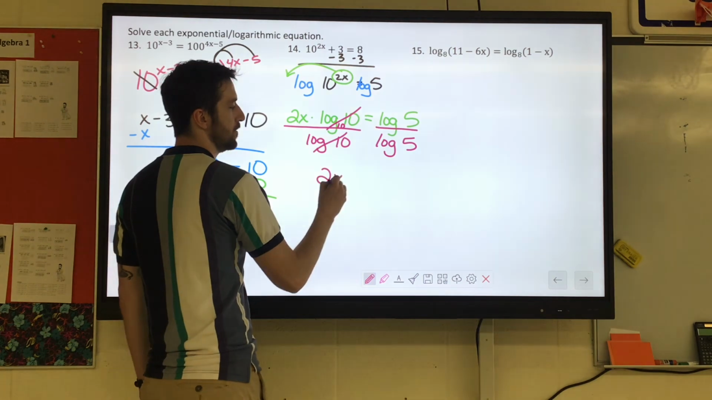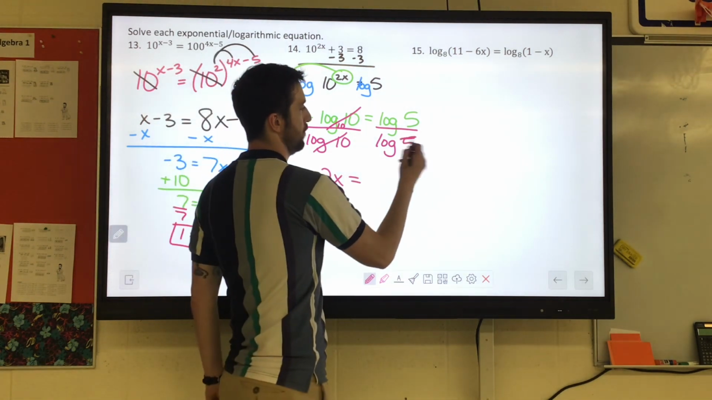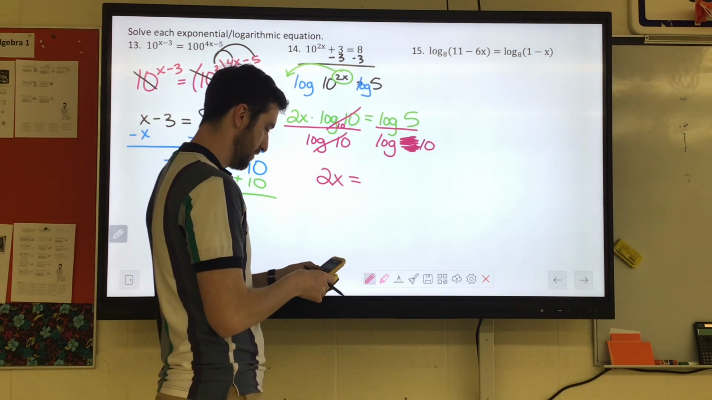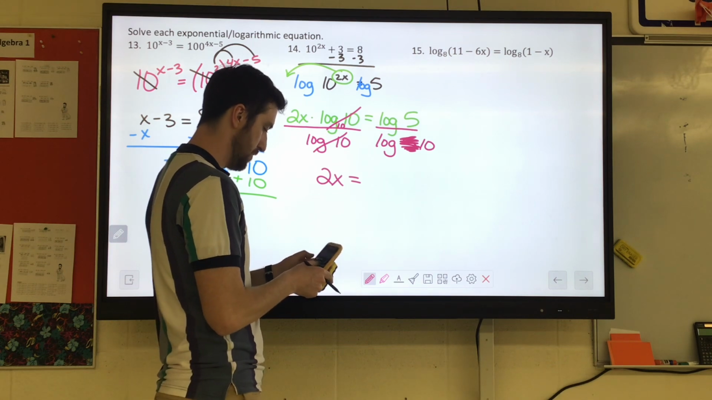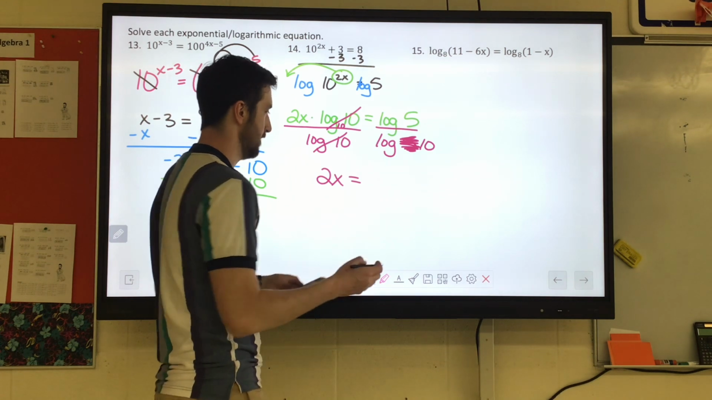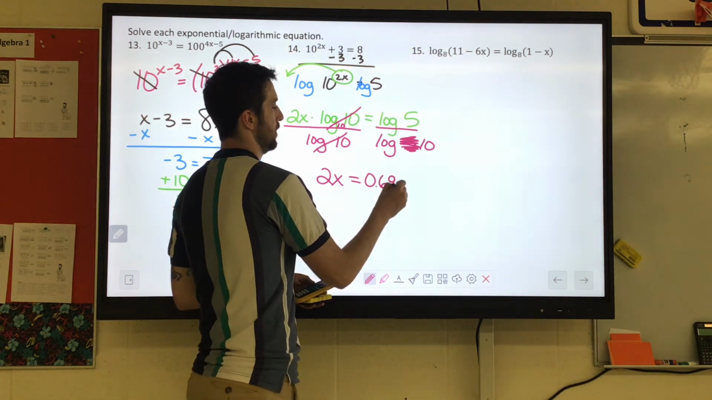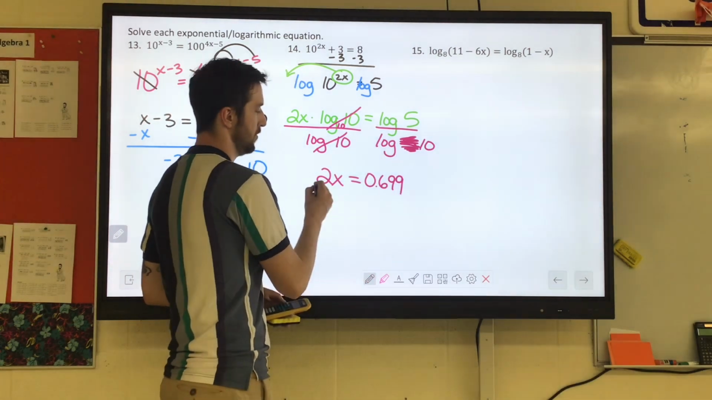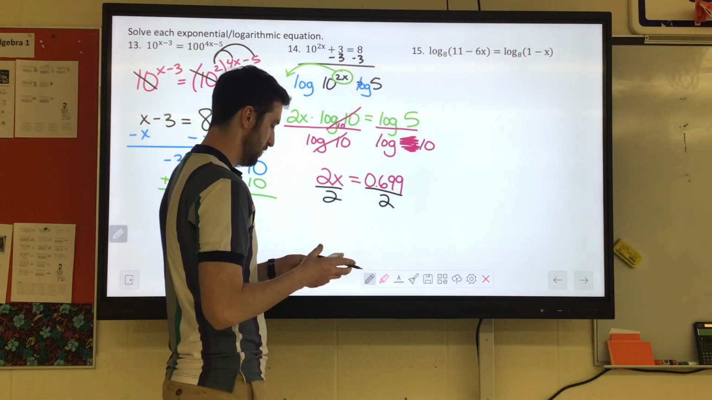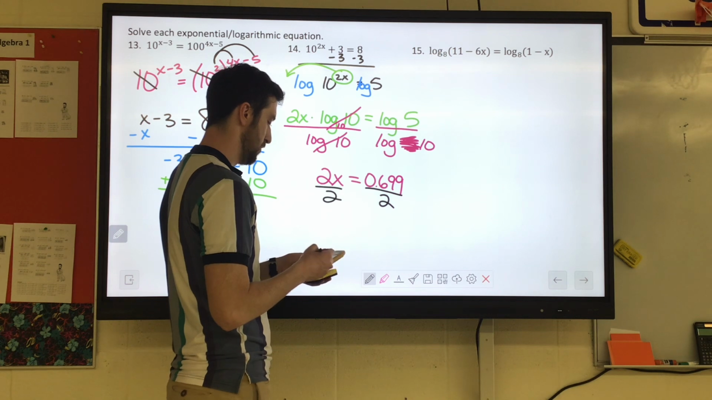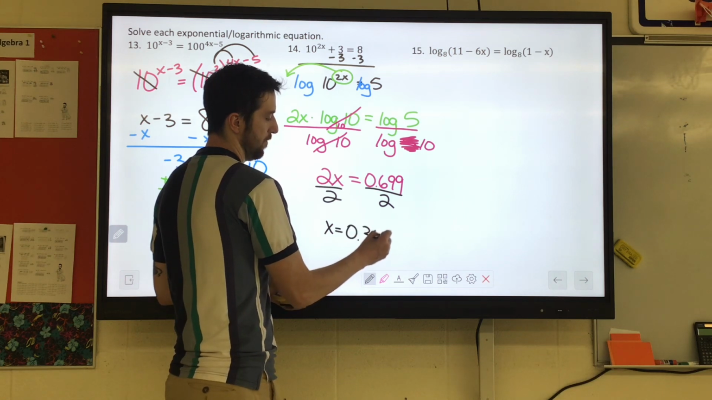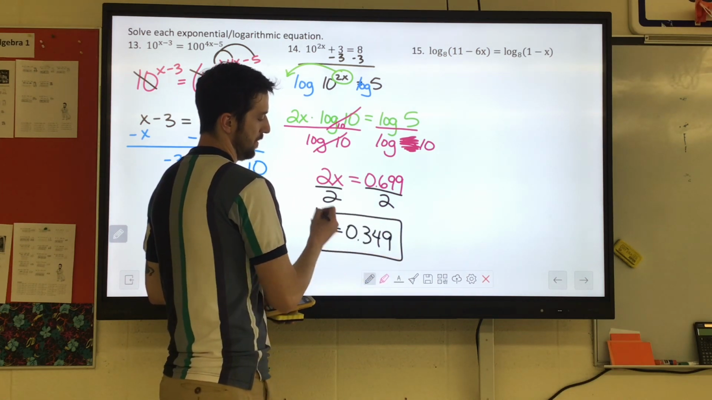So we'd have 2x equals, oh shoot, I wrote log 5 over here. It should have been log 10. Log 5 divided by log 10. We have 0.699 if we're rounding. And that's equal to 2x. So then you would just have to divide by 2. And I got 0.349. I can't read numbers today. All right, cool.